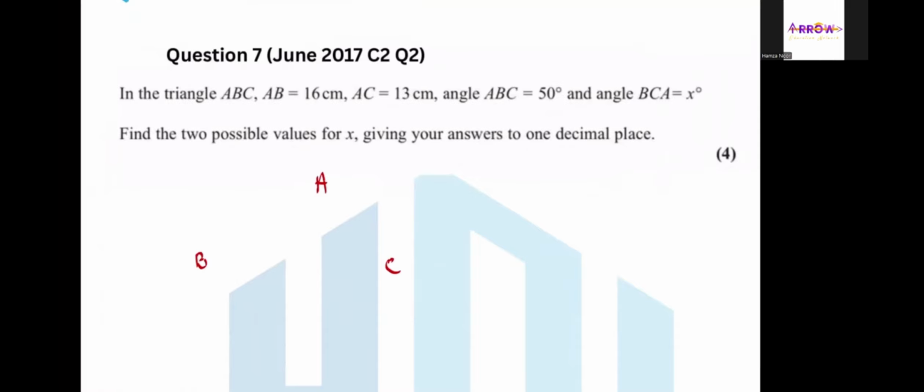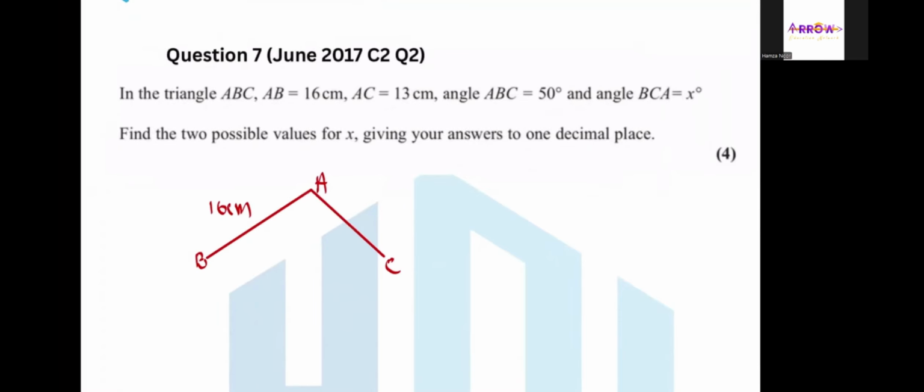Okay, because angle BCA is basically angle X, which is unknown. So first of all, if this angle BCA is acute, I'm going to make the sketch over here. All right. So the length of AB is a fixed length, which is 16 centimeters, and the length of AC is 13 centimeters.